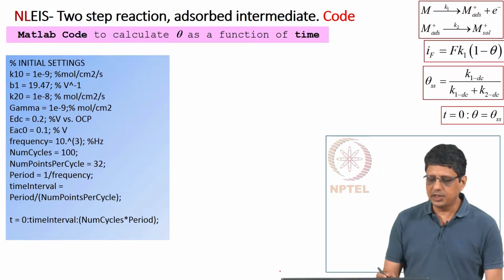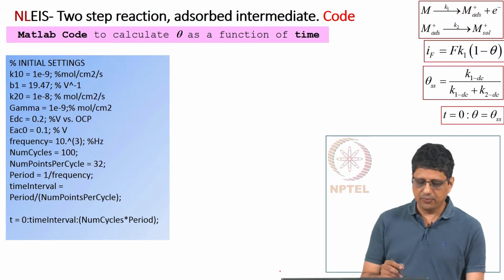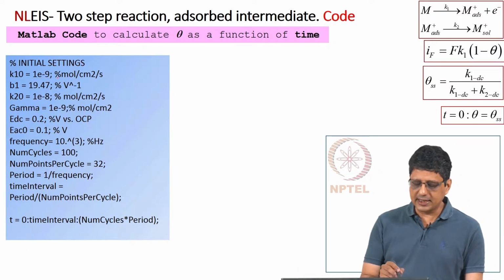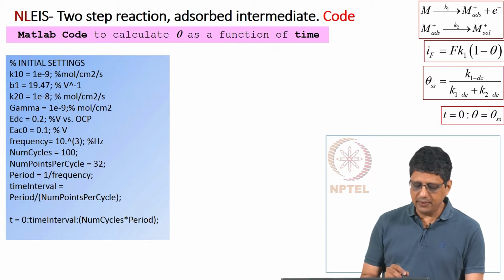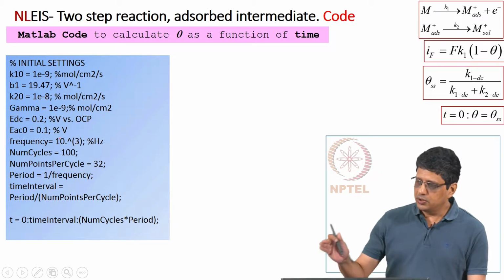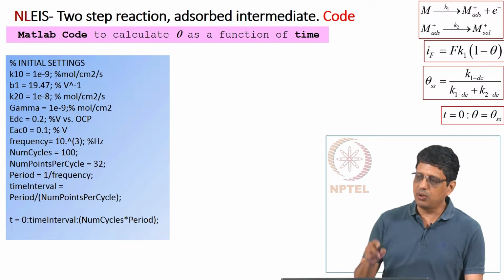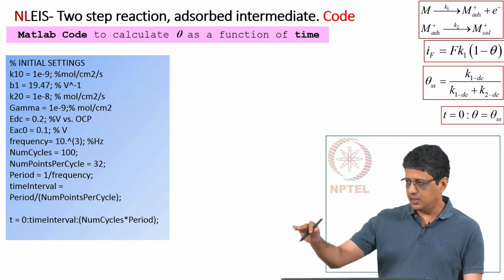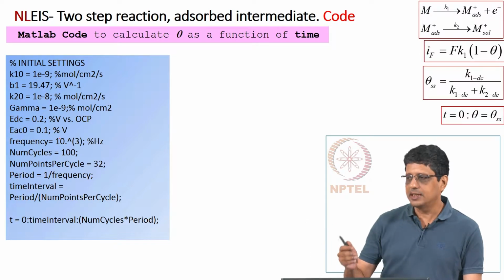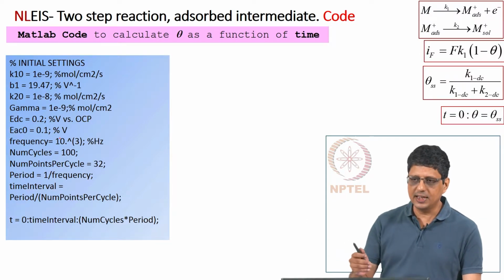So, just a description of the Matlab code that we used. K10 is 10 power minus 9, B1 value is given here, K20, gamma, value at a certain DC potential and AC perturbation 0.1 volt, which means 100 millivolt, and for one frequency we can use a certain number of cycles. We do not want to apply one sinusoidal potential and look at the response. We want to apply many sinusoidal potentials and look at the response. There is a reason for that, we will see when we see the results.